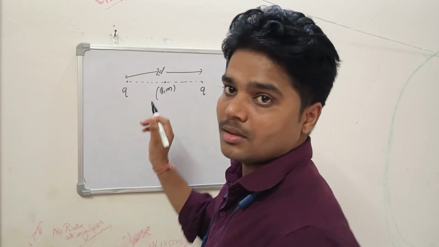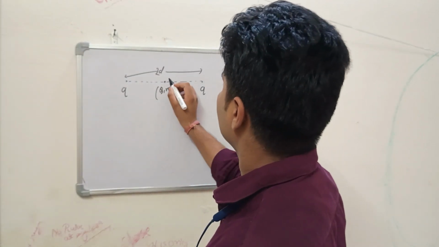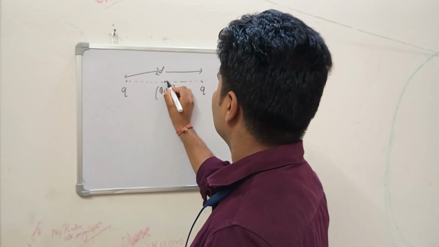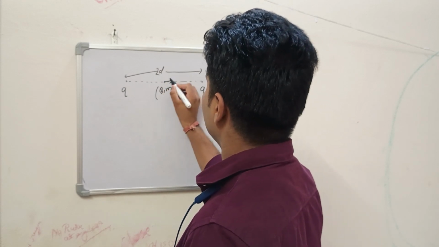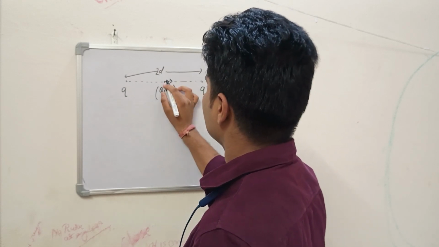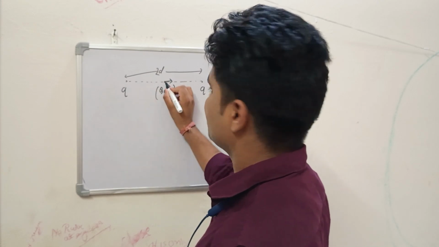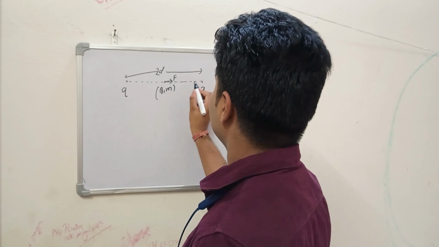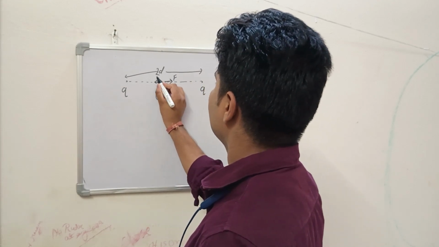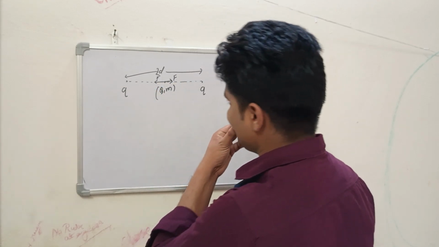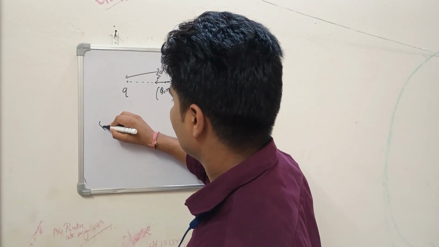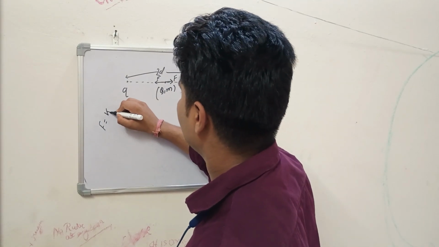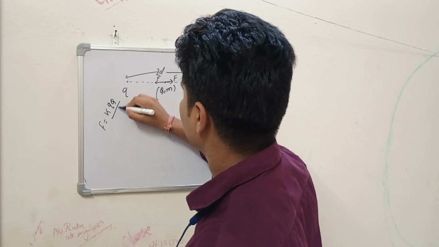So it will experience a force in this direction, it will be a plus charge. So the force experienced by capital Q due to a small q will be F, and the same magnitude will be this F. So the force will be K q by d square.